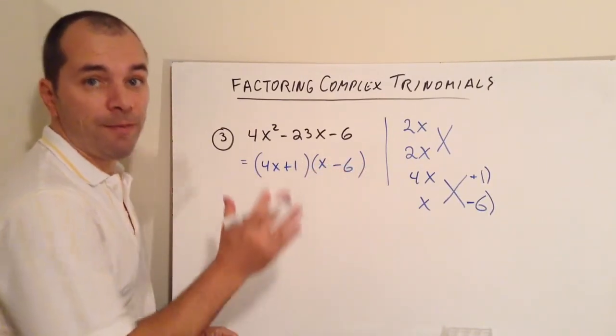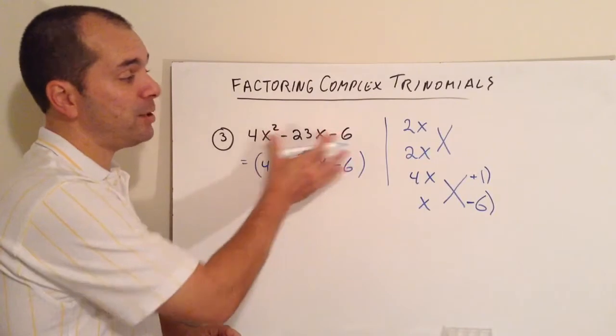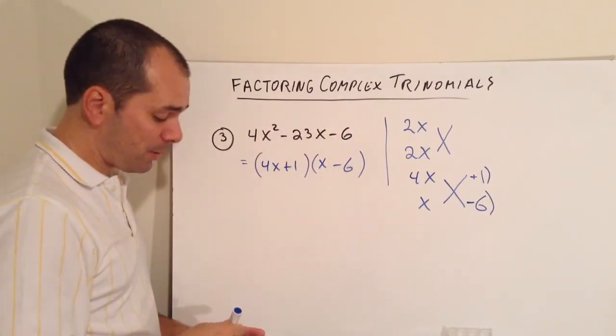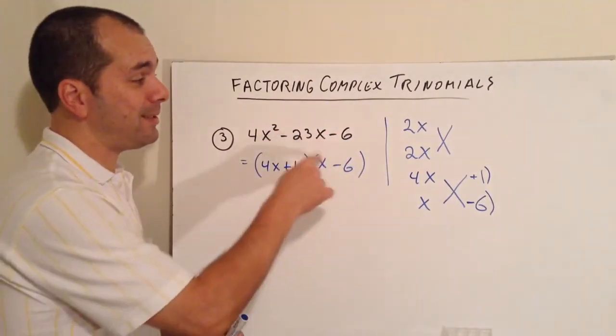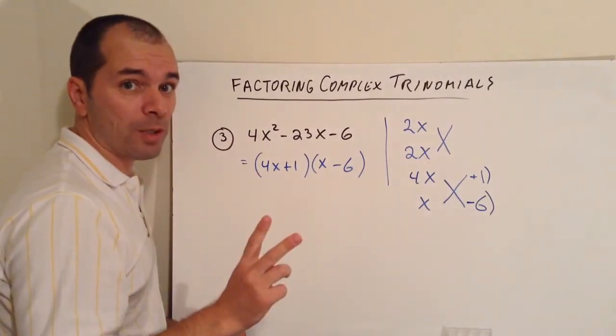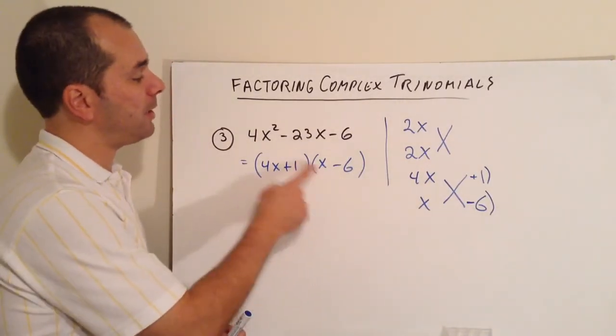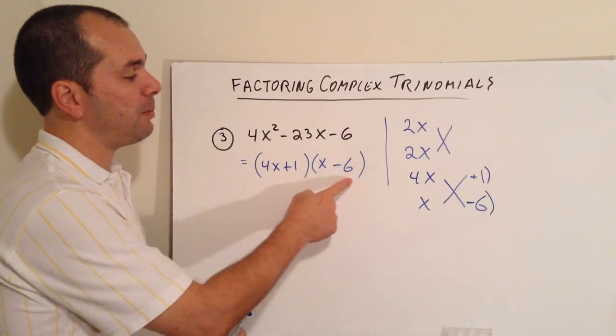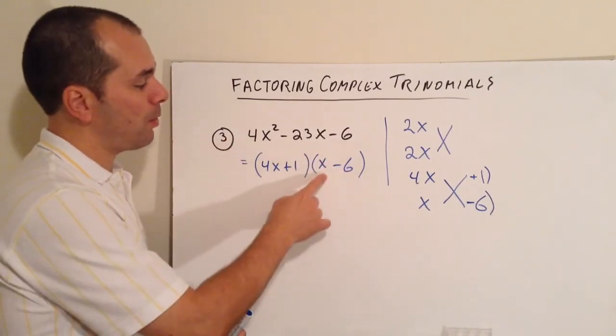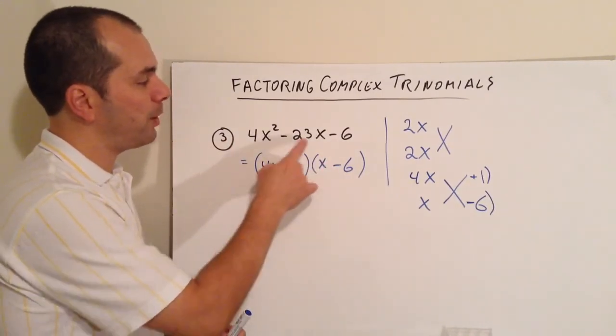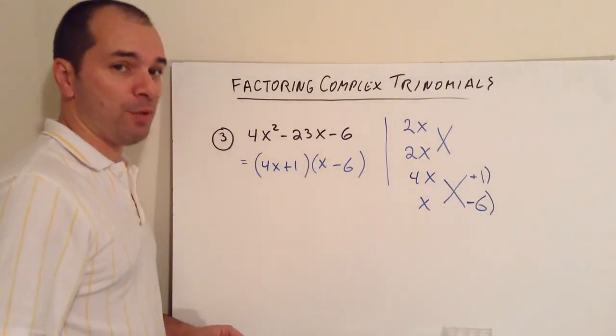Just like always, when I finish factoring a question, I will multiply it to make sure I get the same things, and particularly the signs, because sometimes you can get the right number, but the signs won't work out, so you've got to be careful. 4x times x is 4x squared, check. 1 times minus 6 is minus 6, check. 1 minus 24 gives me minus 23, and therefore we do have the right answer.